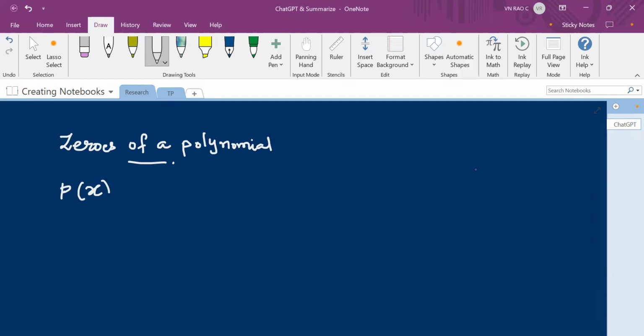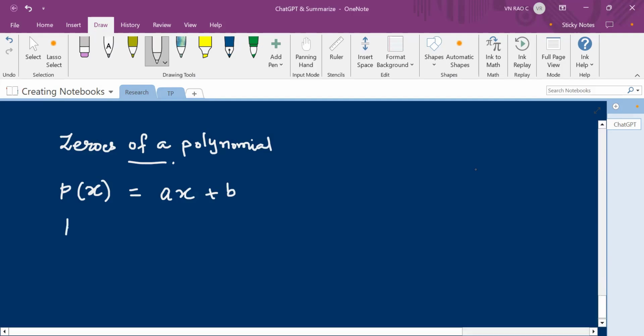Let us say the polynomial is given by p of x, and it is written as p of x is equal to ax plus b. So let me take an example: p of x is equal to 2x plus 6.